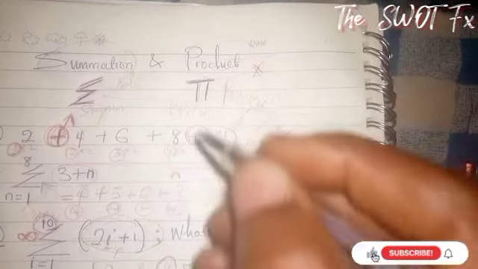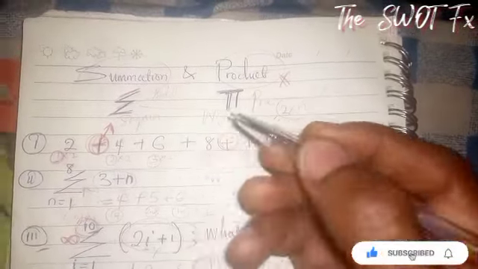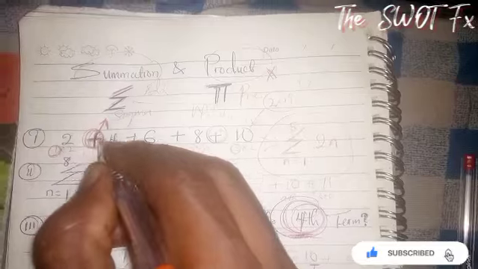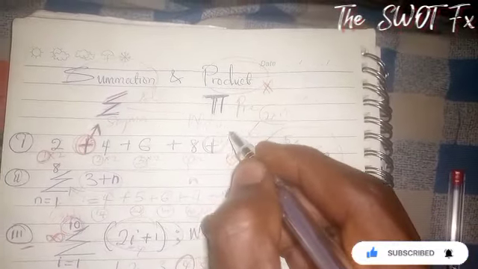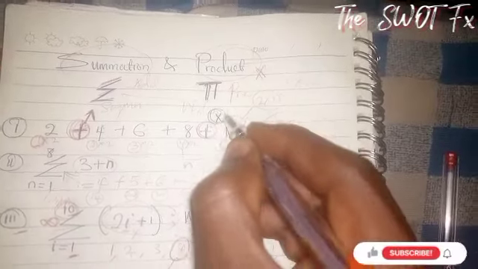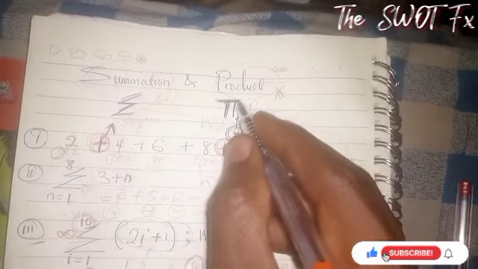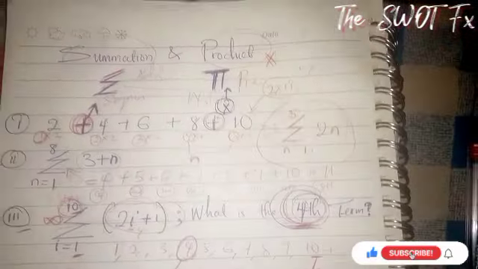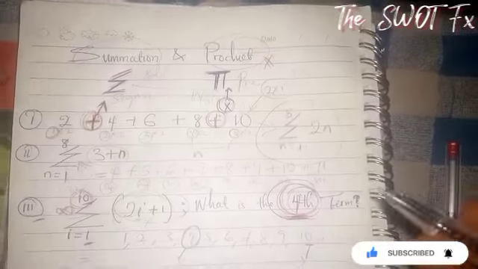So similarly to pi. What you just need to know is that when you have a plus sign, you're making use of a sigma. But when you have a multiplication sign, you are making use of what? A pi sign, or a pi notation. So that's just it. There's nothing hard in it.